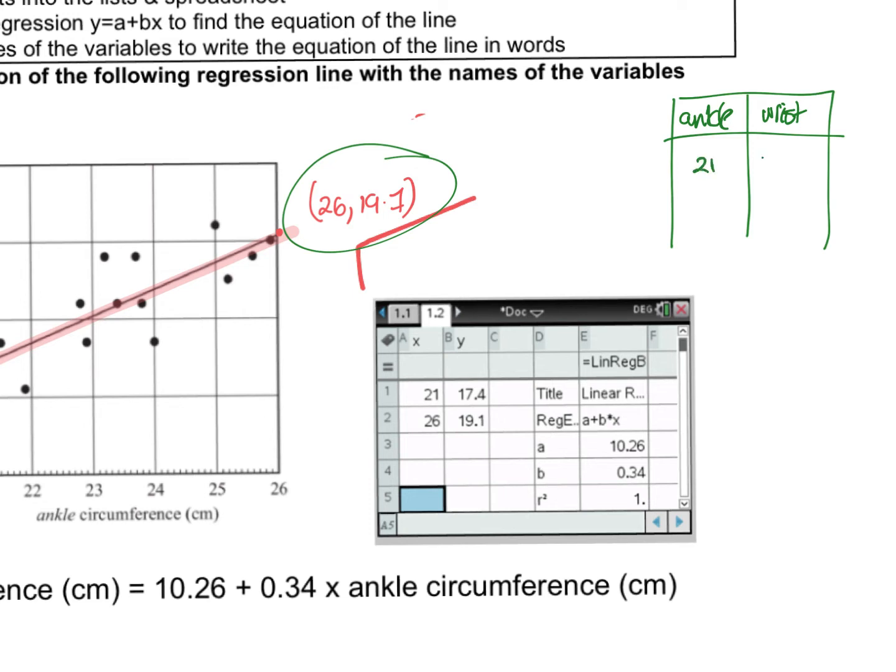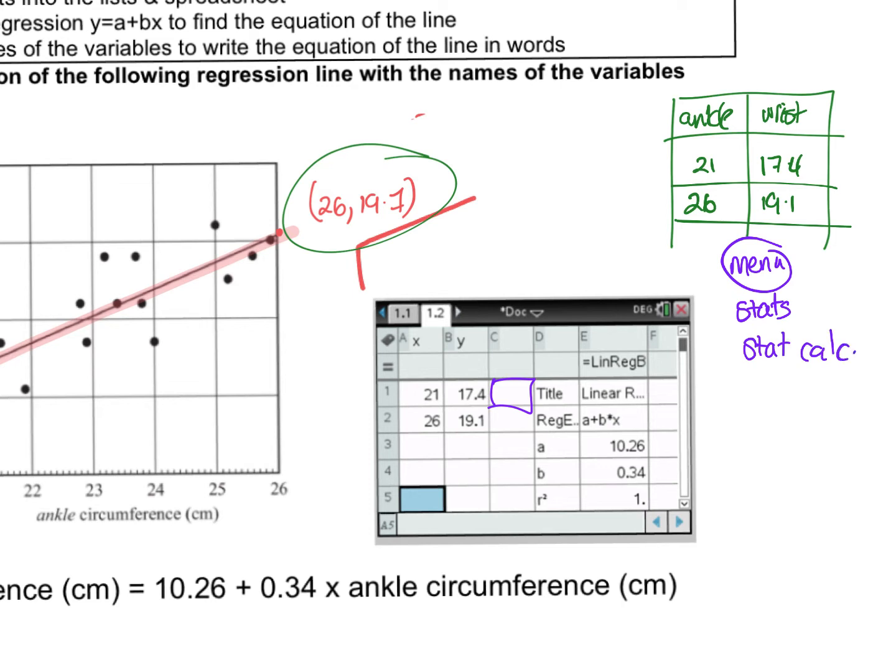So I see you got 21 and 17.4, that was the first point, and 26 and 19.1. Just so we can quickly get the equation, we just use those 2 points, and you do what you've always been doing. So you do the linreg, where you press menu, stats, stat calc, then linreg A plus BX.